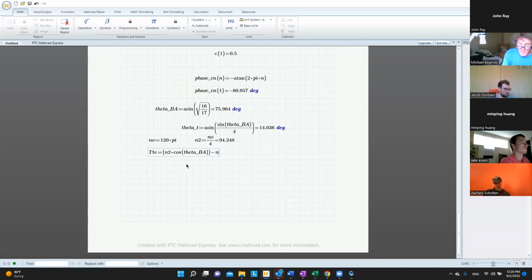Minus eta naught times cosine of theta t, and so I'm getting a transmission coefficient or a reflection coefficient of minus 0.882. Is that what Wentworth had? Do you know? Anybody?